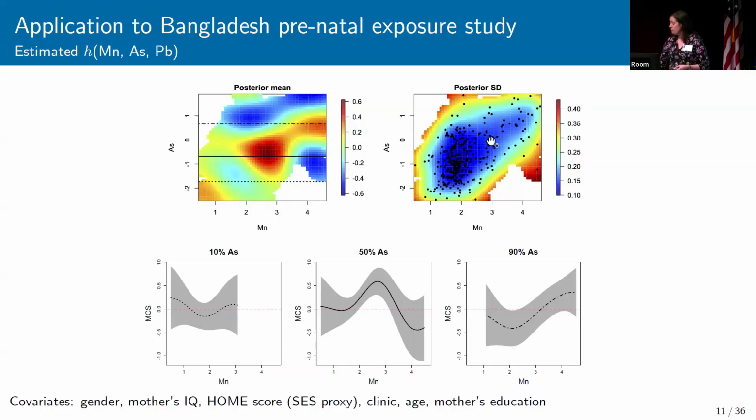So to make that a little bit easier to see, I've taken this heat map here and split it out, where it's showing the relationship of manganese with our motor composite score at the 10th, 50th, and 90th percentile of arsenic levels. And what we observed was that there appeared to be this inverted U-shaped relationship of manganese with the motor composite score, and it appeared to be present at middle levels of arsenic and not at the other levels.